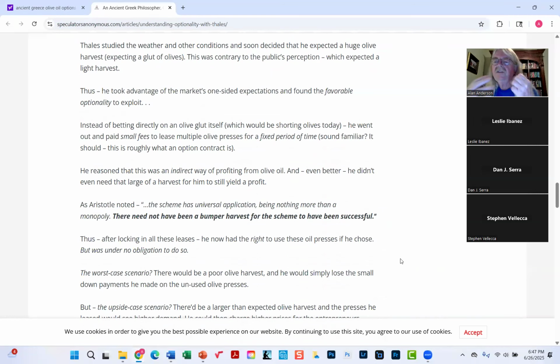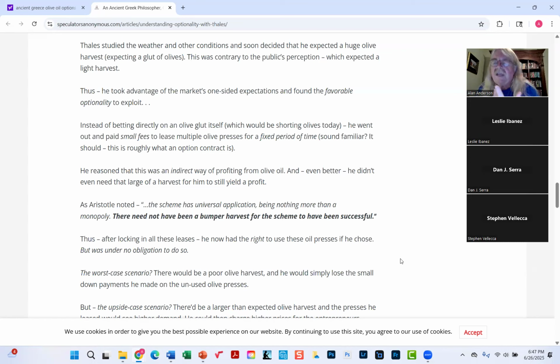In other words, he said, listen, I'm going to negotiate a contract with you where in exchange for X dollars, I'm the one who gets to decide if I should use this press or not. So basically what he did was he built up what amounted to a monopoly in the olive presses by buying options on every single one of these presses that was available anywhere near the town they lived in.